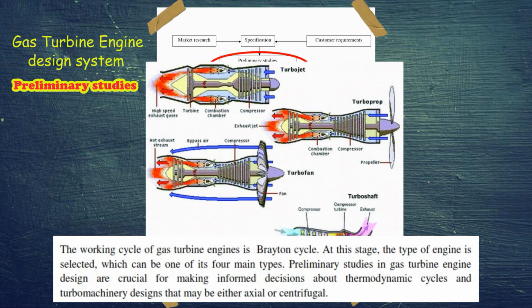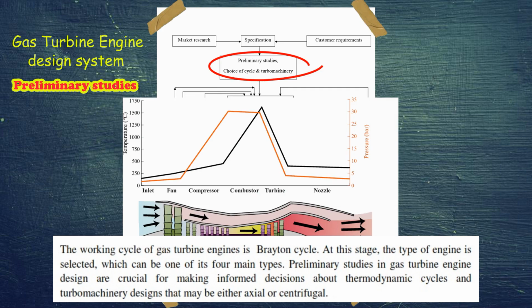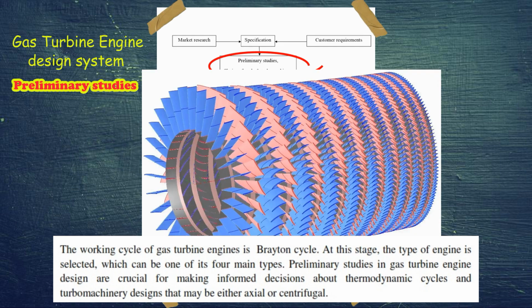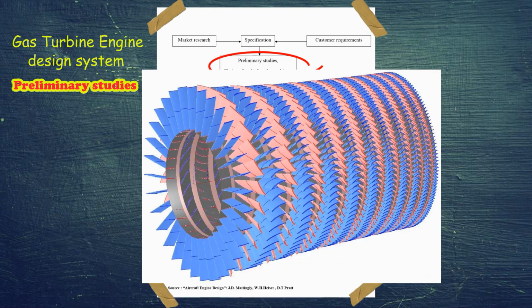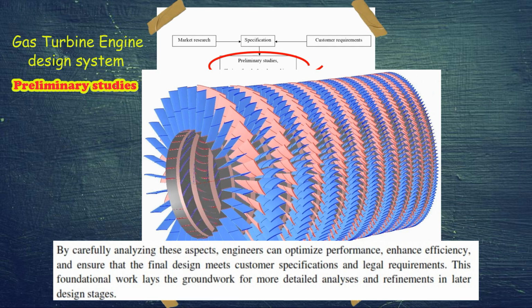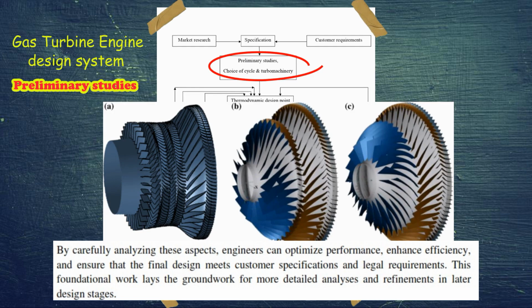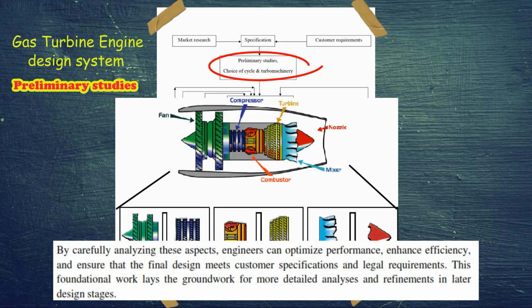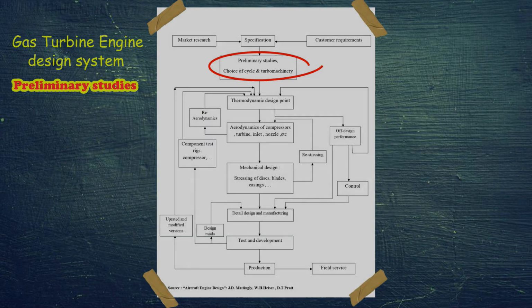Preliminary studies in gas turbine engine design are crucial for making informed decisions about thermodynamic cycles and turbomachinery design that may be either axial or centrifugal. By carefully analyzing these aspects, engineers can optimize performance, enhance efficiency, and ensure that the final design meets customer specifications and legal requirements. This foundational work lays the groundwork for more detailed analysis and refinements in later design stages.